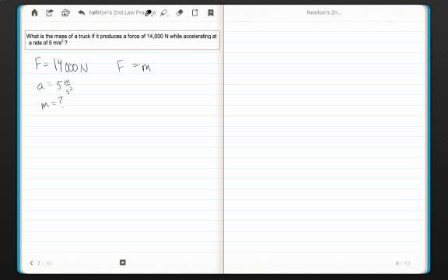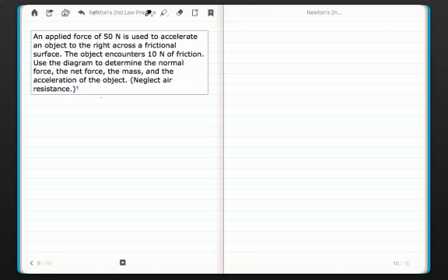Okay, so we have F is equal to m times a. We have F of 14,000 newtons, and we have the acceleration of 5. So I put in the acceleration and I put in the force of 14,000, and I use a calculator to do 14,000 divided by 5 to get 2,800 kilograms. Yes, ladies and gentlemen, the standard unit for mass is kilograms.